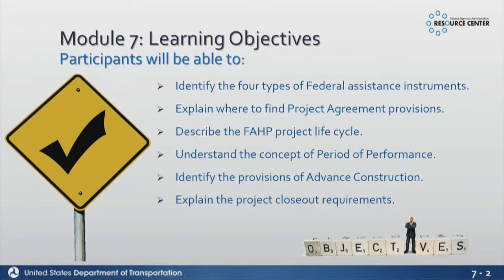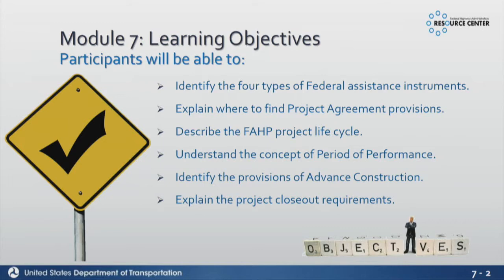You're going to see now in this module and continuing into Module 8, we're going to bounce around from 2 CFR 200 and our 23 CFR and 23 USC requirements. So we'll be going back and forth. Project agreement provisions. So we have our federal assistance instruments in 2 CFR 200. Project agreement provisions are in 23 CFR.